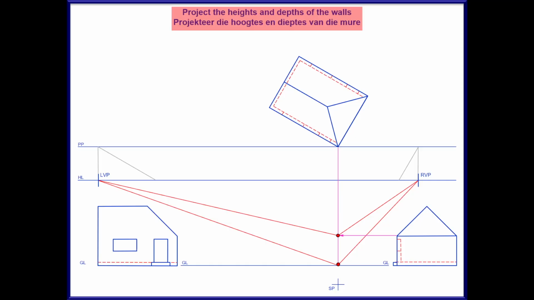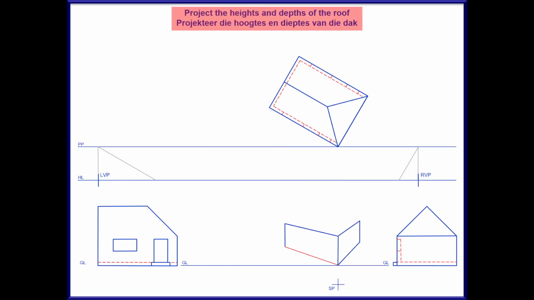To get my point at the back, I will project down towards my station point only till it hits the picture plane, and then it needs to divert down 90 degrees to get me my top and my bottom point on the left. To get my point on the right, I will project towards my station point only till it hits the picture plane, divert down 90 degrees, and I will get my top and my bottom point for the walls.